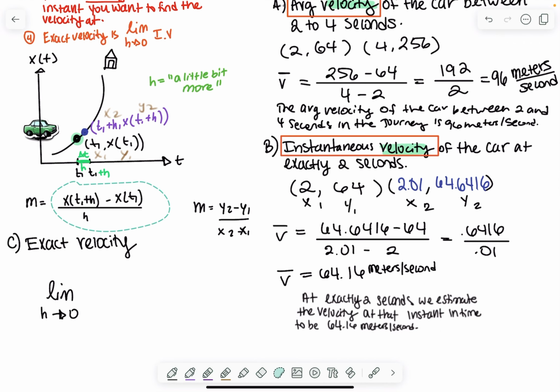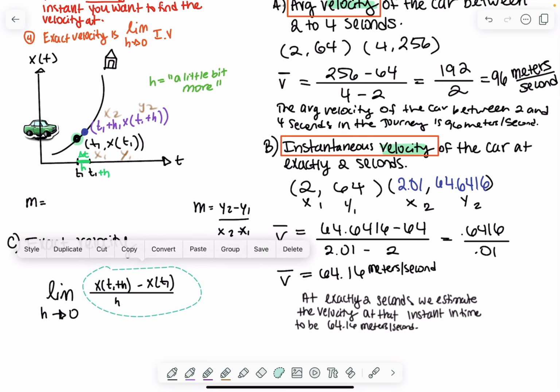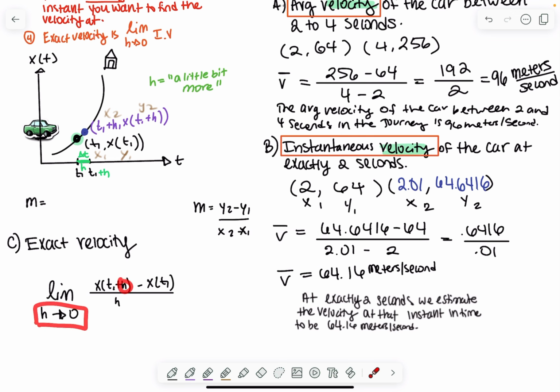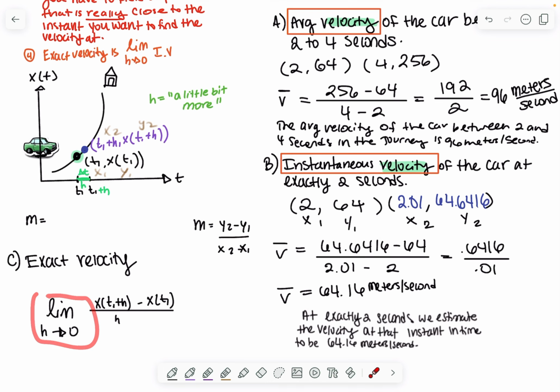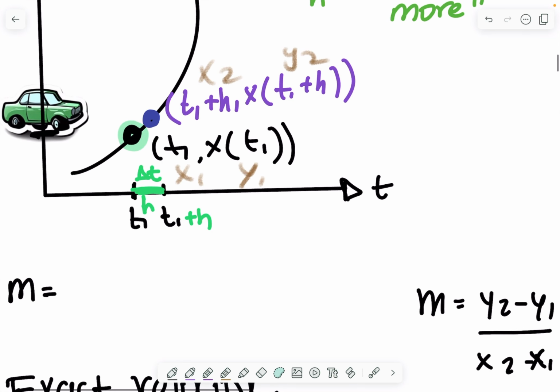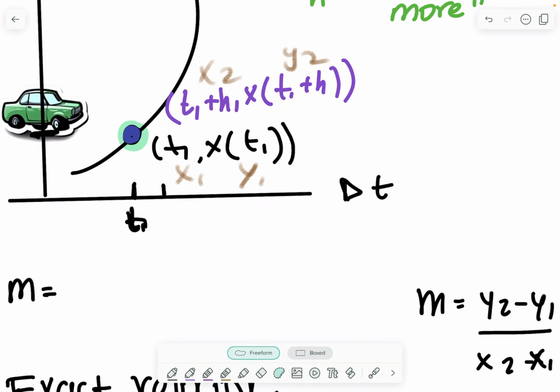So if we take this definition of instantaneous velocity and we limit the difference between the 2 points, which is h, to be 0, then we can find the exact instantaneous velocity, the exact slope, the exact velocity at an instant in time at this black point. Because this part is literally saying, hey, we're going to take this green part, this difference between the 2 points, and we're just going to limit it to be 0. And so when we do that, if we take away h, then it just becomes t1.